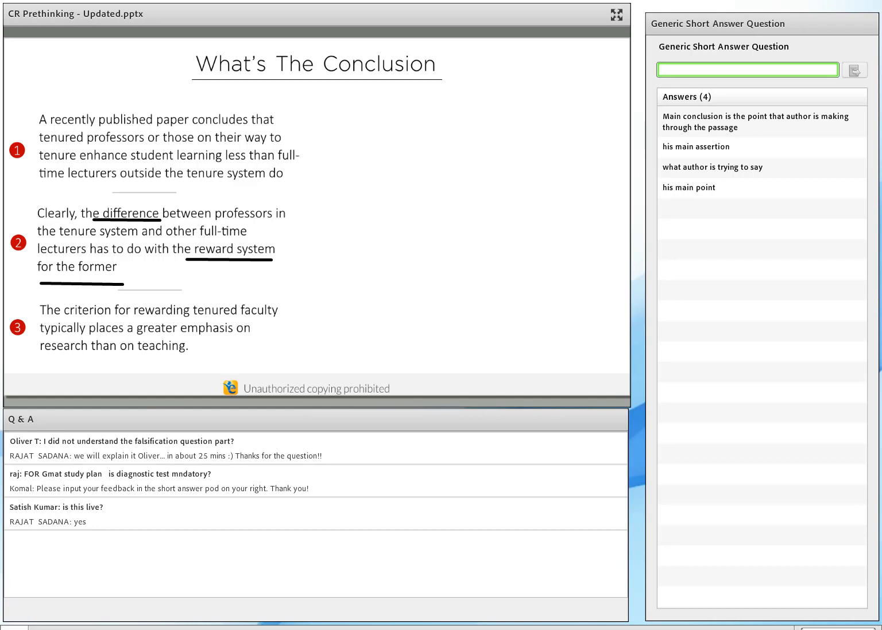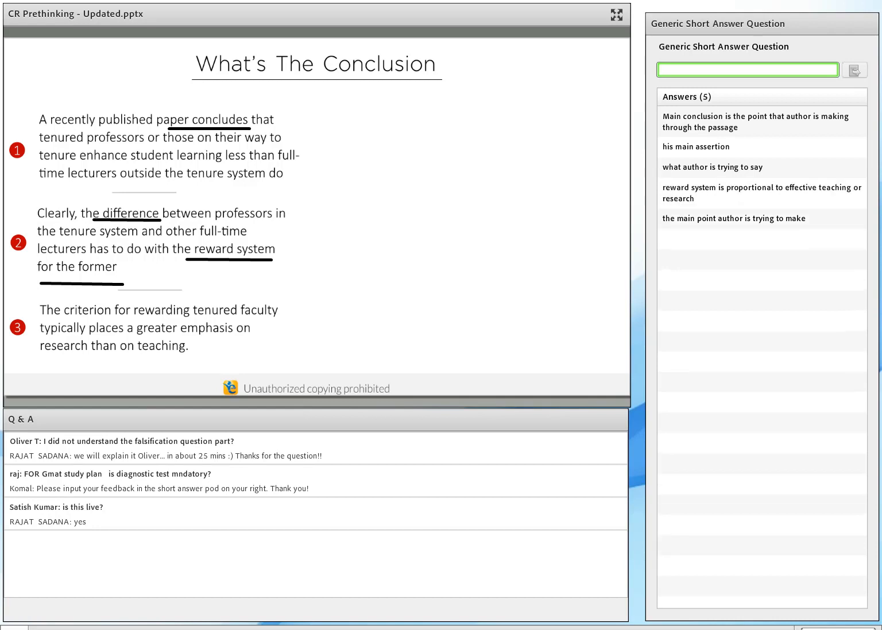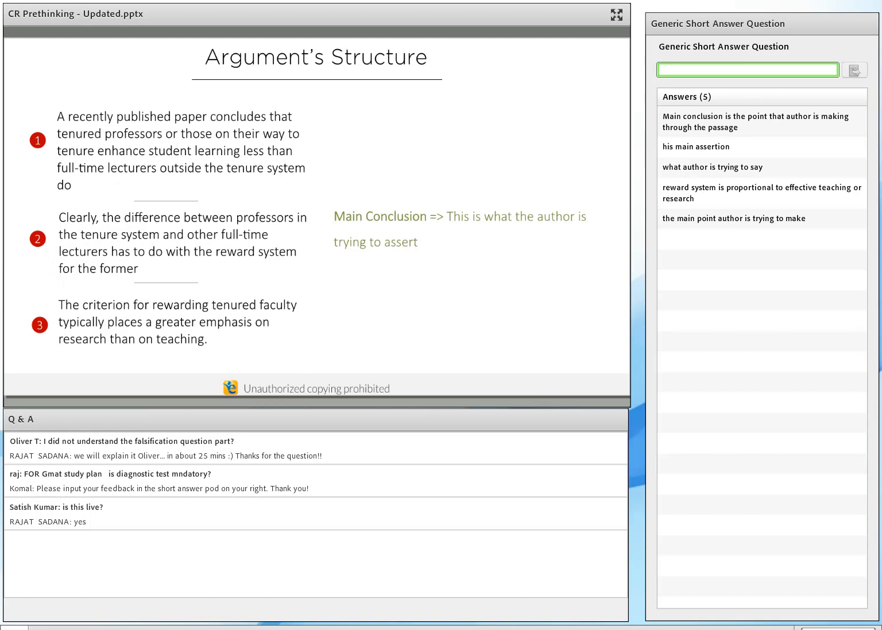Now, a lot of people think that statement 1 is the main conclusion. Why? Because you have this word concludes over here. The thing to note is that the main conclusion always belongs to the author, not to another entity. Hence, when you say a research paper published, this is not what the author is trying to say. The author is taking this information and then arriving at the main conclusion based on that. So this is what the author is trying to say.